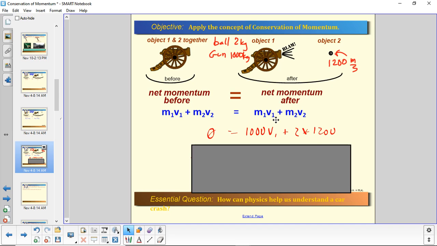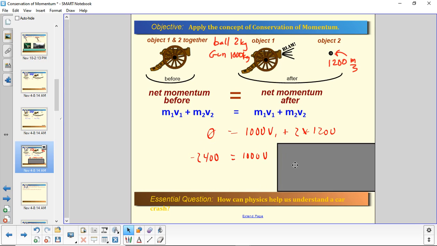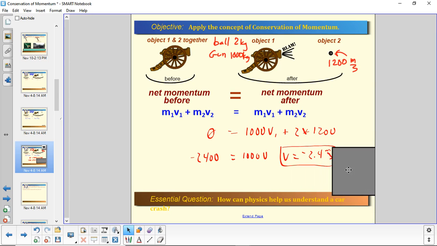But conservation of momentum says that when we add these two things together, it has to add up to 0. So what we do next is we make this 2 times 1,200 is 2,400. We move it over to the left side of the equation. So we get negative 2,400 is equal to 1,000 times V1, which is the speed of the cannon. And when we divide by 1,000, we find out that the cannon is moving at 2.4 meters per second in the negative direction. So the cannon recoils, moves to the left at 2.4 meters per second. Okay?